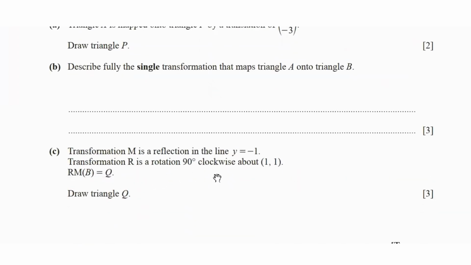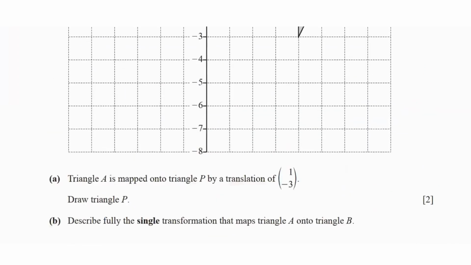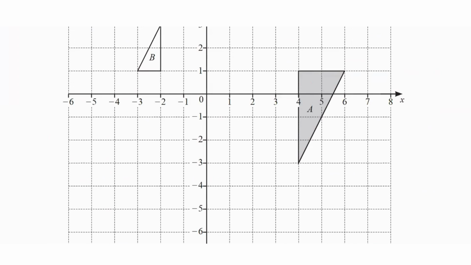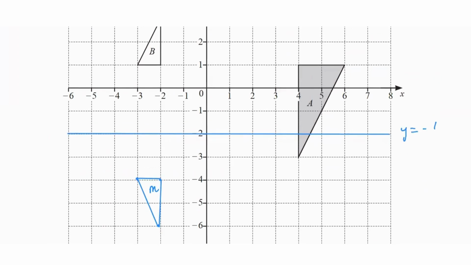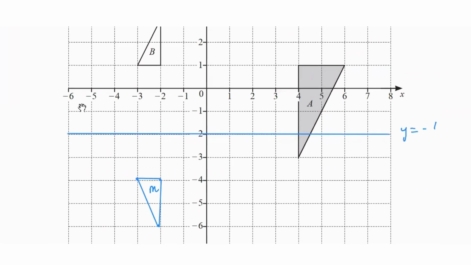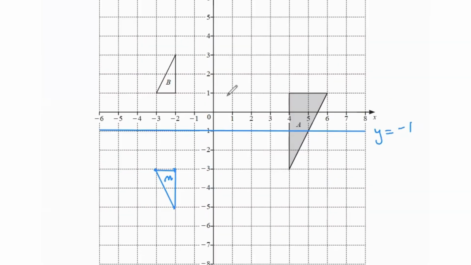Now, after this, it's saying transformation R is a rotation 90 degrees clockwise about (1, 1). So now we transform that new triangle, which is triangle M, at the center of (1, 1), with rotation 90 degrees clockwise. So center (1, 1) is over here. So we have to rotate M 90 degrees clockwise.